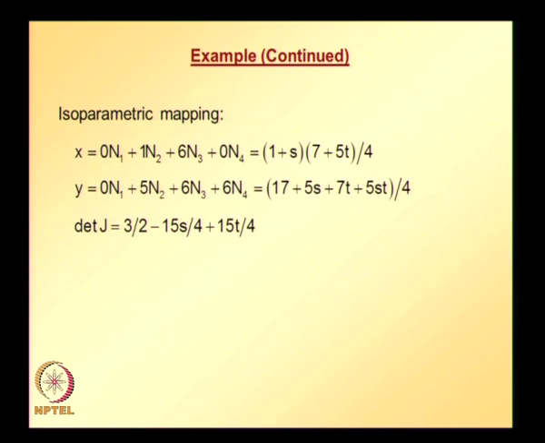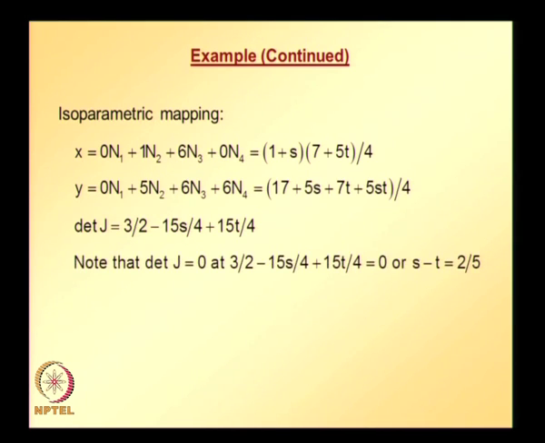And now our job is to check whether determinant of J is greater than 0 over the parent element domain, S going from -1 to 1, T going from -1 to 1. Instead of that, we can check when determinant of J is going to be 0 by looking carefully at this expression. So, now let us equate determinant of J to 0.